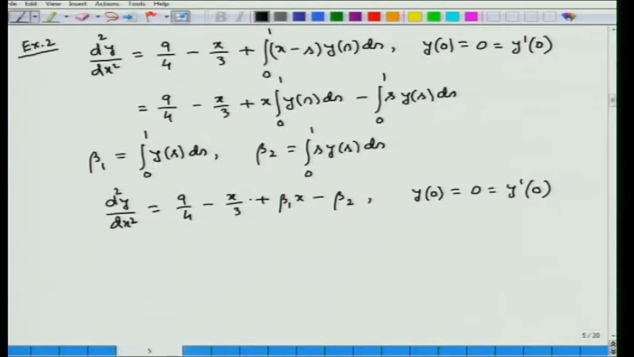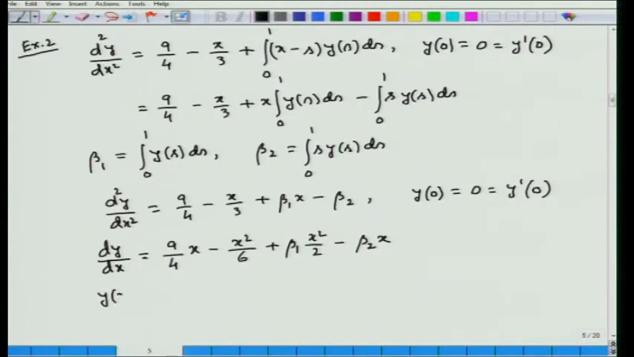within the range 0 to x, we can find dy/dx, this is equal to 9/4 x minus x square by 6 plus beta 1 x square by 2 minus beta 2 x, and again integrating within the limit 0 to x, we can find y(x) equal to 9/8 x square minus x cube divided by 18 plus x cube by 6 beta 1 minus x square by 2 beta 2. This is the expression for y(x).